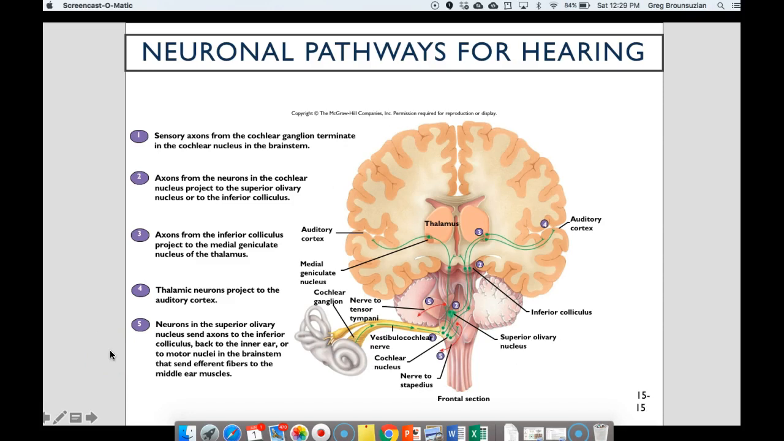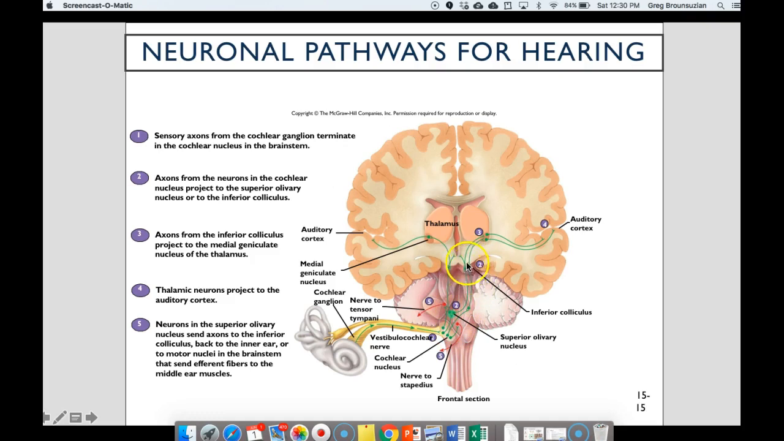Now let's talk about neuronal pathways for hearing. We have our sensory information that we picked up via the spiral organ of Corti within the cochlea, and that was transferred through the cochlear ganglion and cochlear nerve over to our vestibulocochlear nerve. This is going to synapse at our cochlear nucleus within our brainstem. From there, we have an axon that'll extend over to the superior olivary nucleus within our brainstem as well. Or we can also synapse within our inferior colliculus.